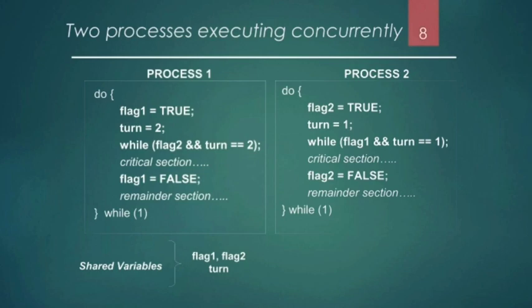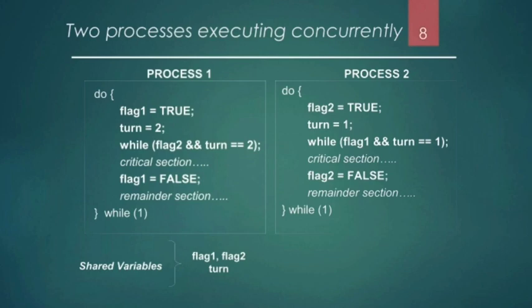Now let's prove the other two properties, that is, the progress requirement and the bounded waiting requirement. To prove these properties, we note that a process Pi can be prevented from entering the critical section only if it is stuck in the while loop with the condition flag[j] equals true and turn equals j. This is the only possible condition where Pi can be prevented from entering the critical section. And if Pj is not ready to enter the critical section, then flag[j] equals false and Pi can enter its critical section.